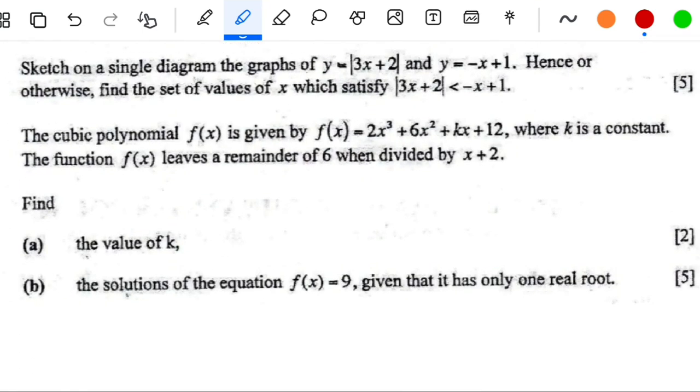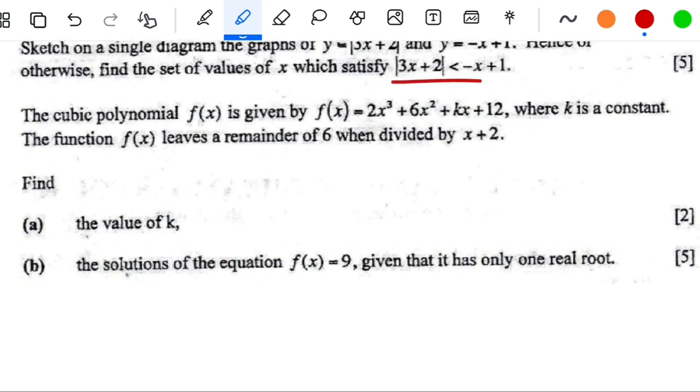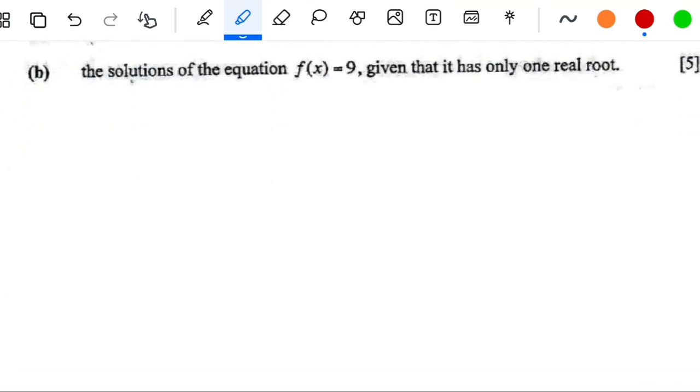Number 1 says, sketch on a single diagram the graph of y equals modulus of 3x plus 2 and y equals negative x plus 1. Hence or otherwise, find the set of values of x which satisfy this inequality. Okay, so first we need to sketch that one.